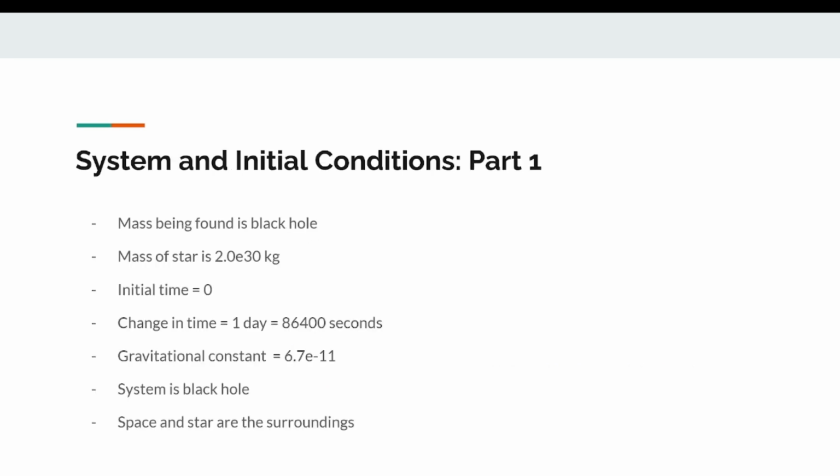So the system and initial conditions for part 1. First, the mass being found is the black hole. The mass of the star is 2.0 times 10 to the 30 kilograms. The initial time will be 0, and the change in time is 1 day, or 86,400 seconds. The gravitational constant is 6.78 times 10 to the negative 11. And then the system that we'll be looking at is the black hole, as that is the object whose mass we're trying to find. And then the star and the space around the whole black hole are the surroundings.